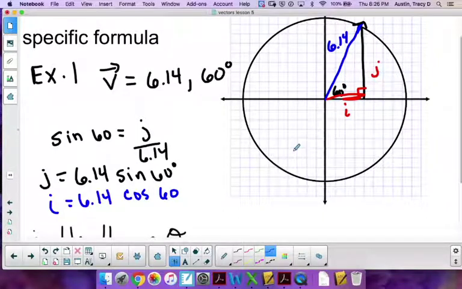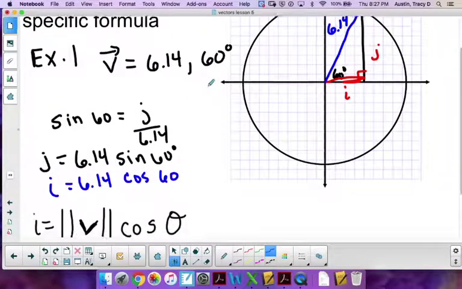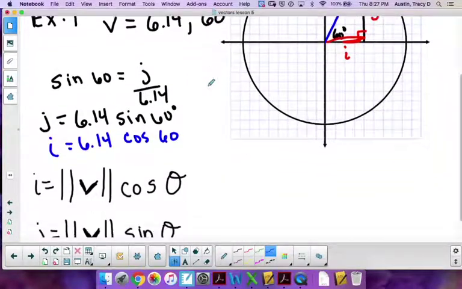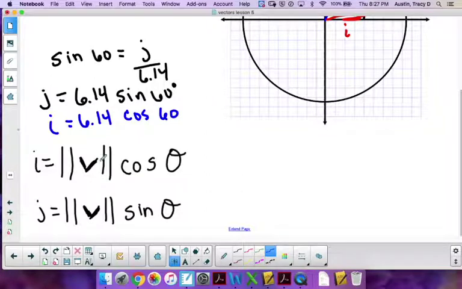So the generalized formula, if you take a look, 6.14 is our magnitude, and then j is the sine and i is the cosine of whatever your directional angle is. So the actual formula, there it is: i is the magnitude times the cosine of the angle, and j is the magnitude times the sine of the angle. And that's really what it was, just by solving the sides of the triangle.